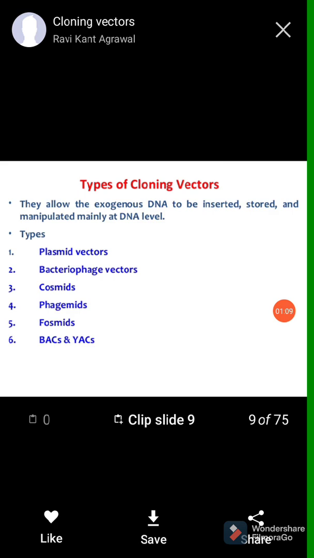So coming to the second type of vectors, the bacteriophage vectors. Just from the name, bacterio comes from the term bacteria and phage meaning virus. So these are also types of vectors present in a phage, in a virus. They are actually viruses which act as a vector.